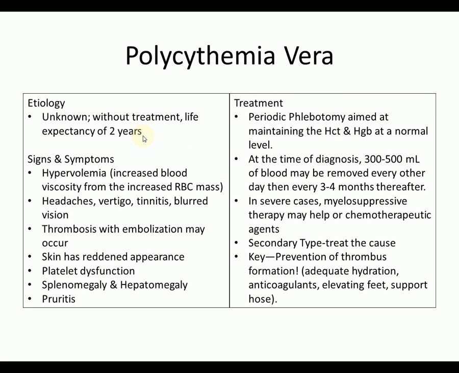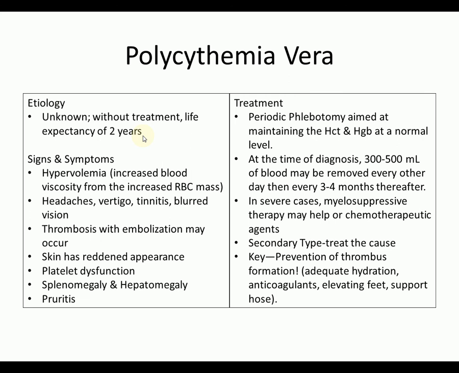Signs and symptoms will be hypervolemia. You're going to have an increase in blood viscosity from increased red blood cell mass. They're going to have headaches, vertigo, tinnitus, blurred vision, thrombosis, and embolization may occur. The skin is going to be red in appearance. Their platelets are going to be dysfunctional. Splenomegaly and hepatomegaly will be seen, and you'll have porosis.